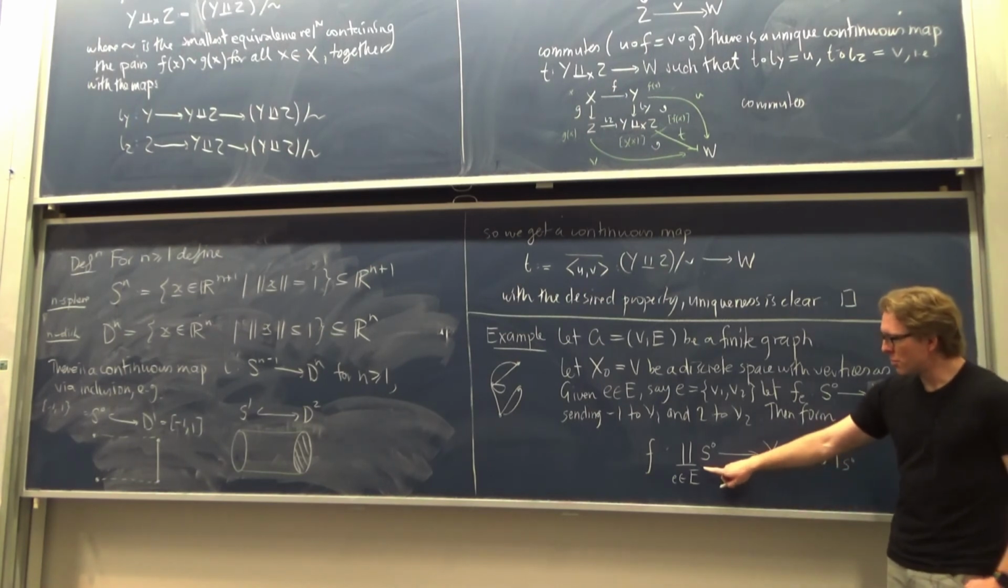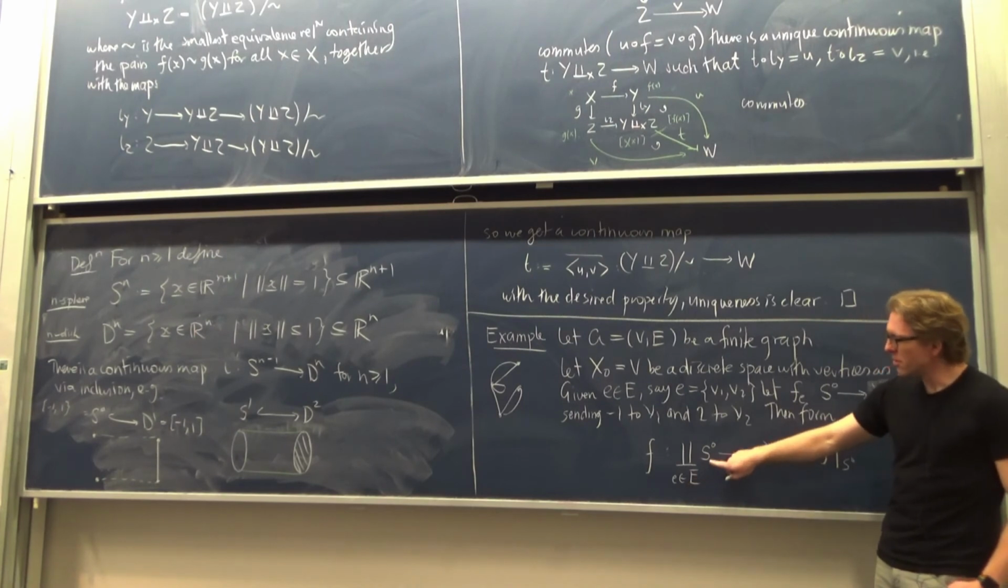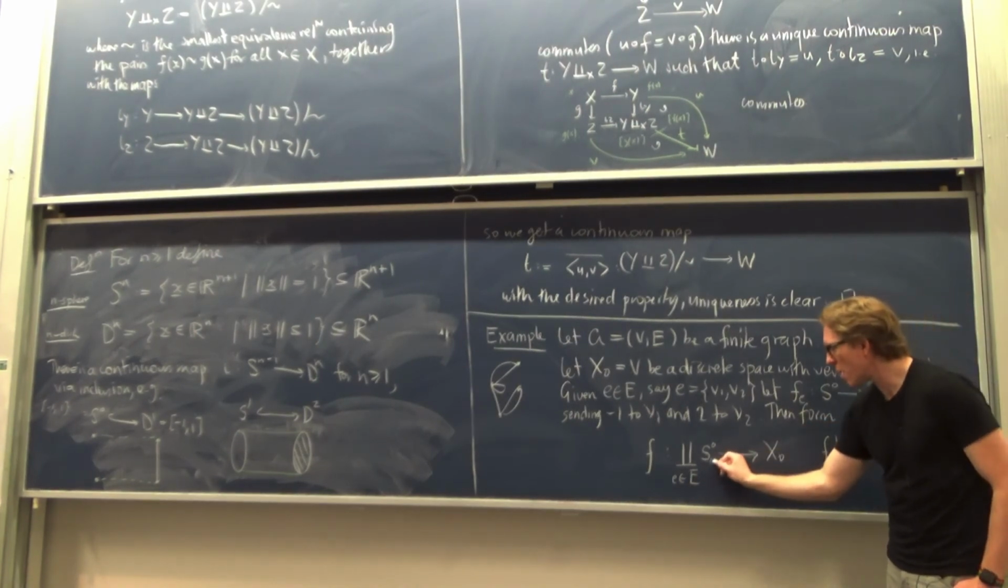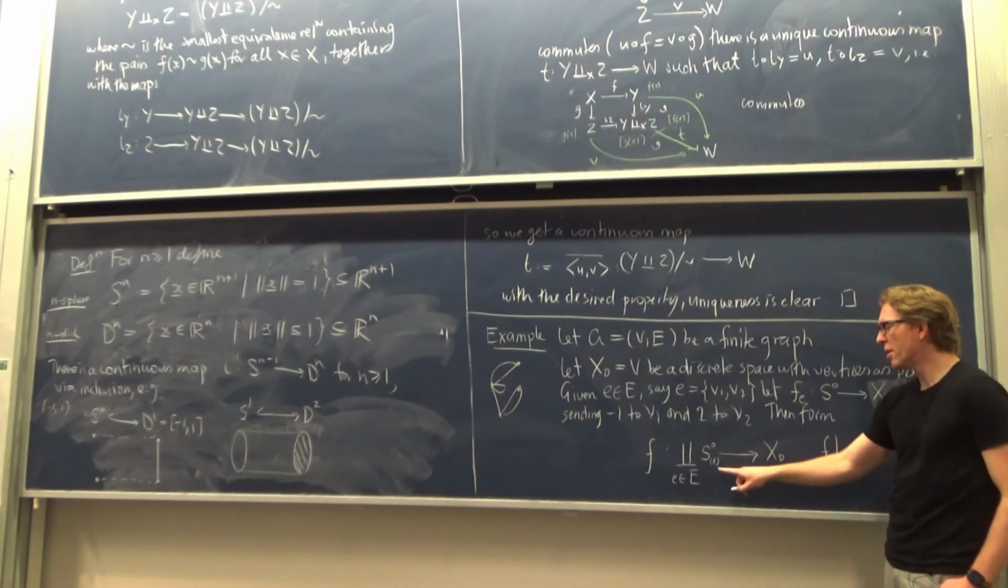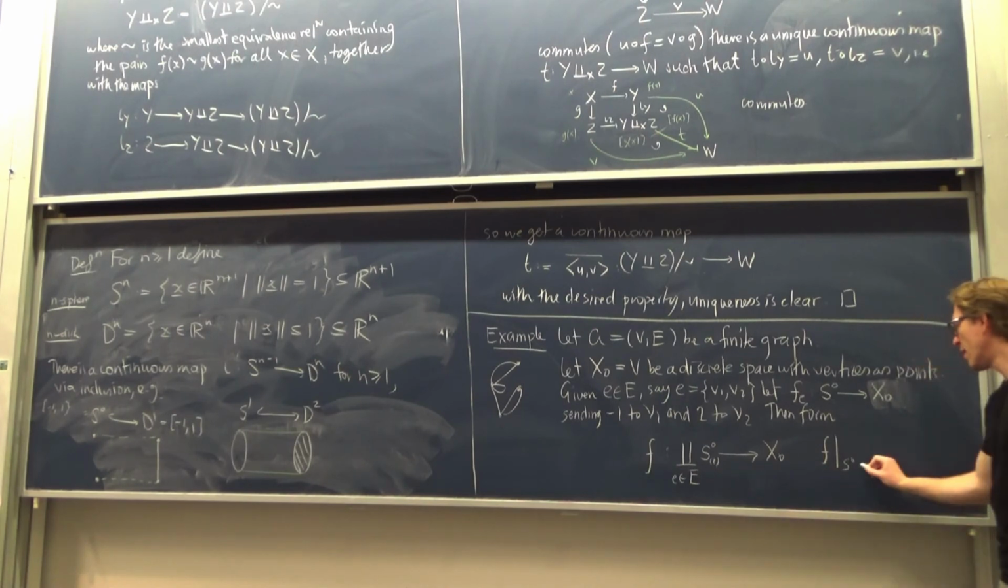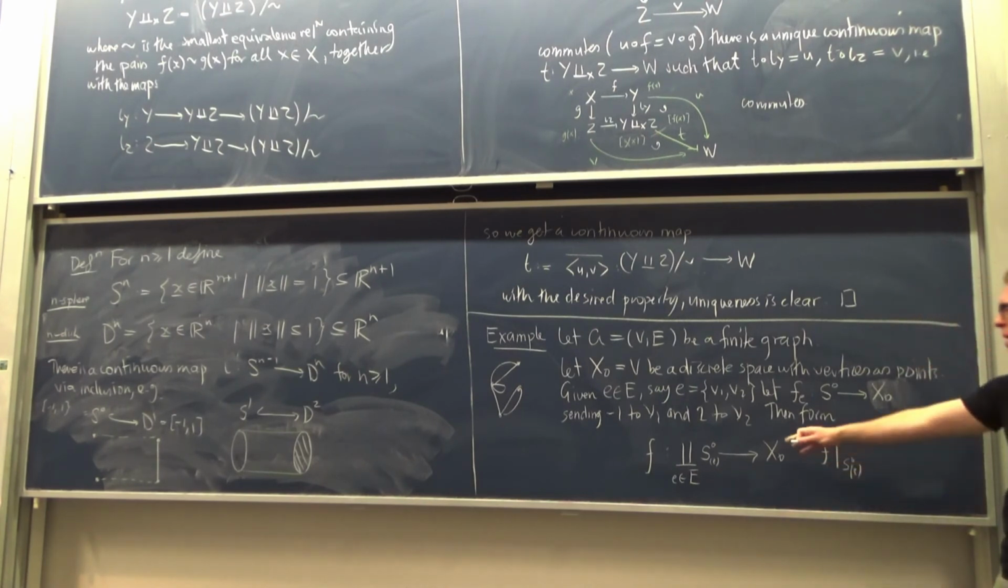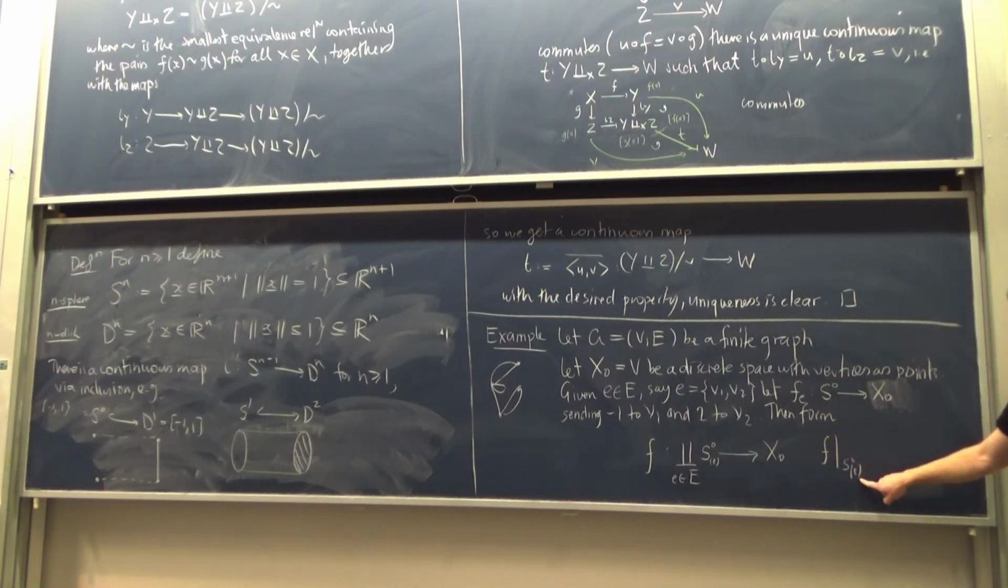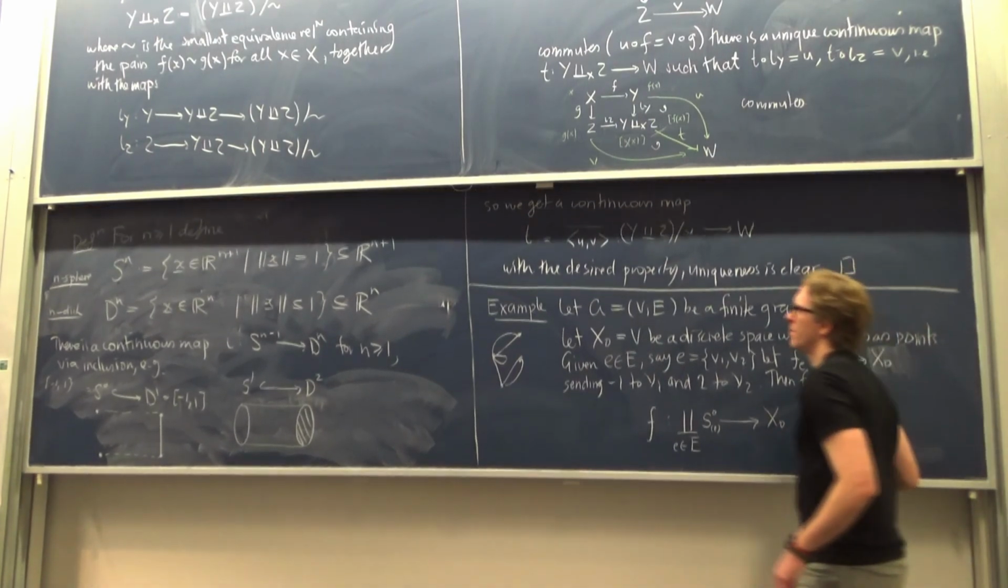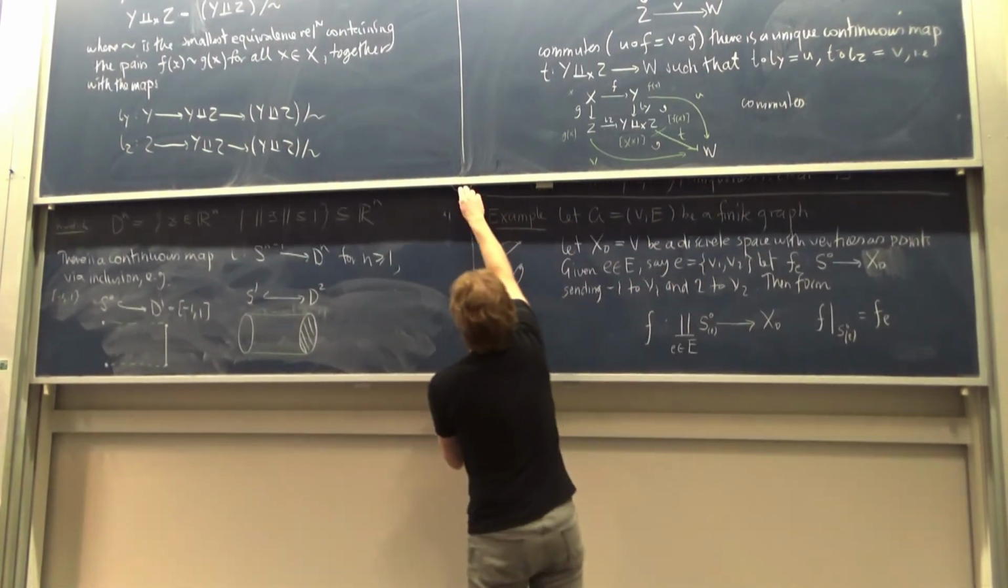well, take the disjoint union over the edges of copies of S0, this pair of points. So let me label the copy of S0 corresponding to the index E with a subscript bracket E. And then, this is the unique map induced out of the disjoint union. It's unique such that it's continuous, and when I restrict it to the copy of S0 corresponding to E, what I get is the map FE.